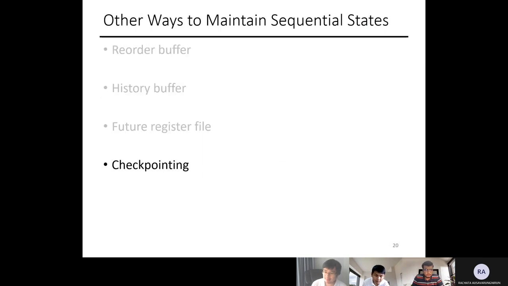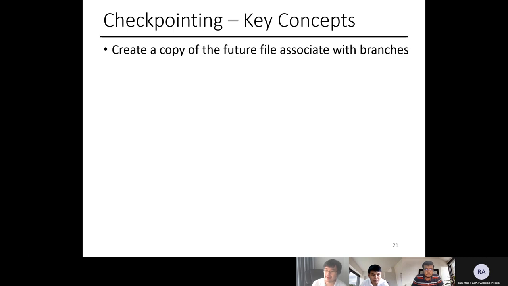Then the last thing we can do is called checkpointing. The key concept is when you have branches, whatever is done in your register pipeline and reorder buffer and all the RAT, register aliasing table, is speculative based on the branch outcome. Which means your future file is broken. It's going to be broken for sure if you mispredict your branch because you don't have the old state anymore.